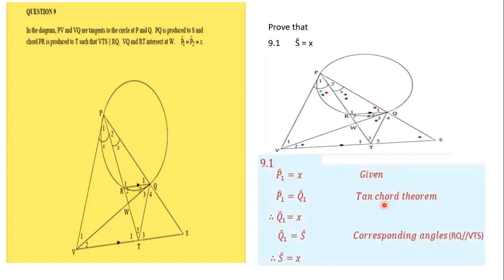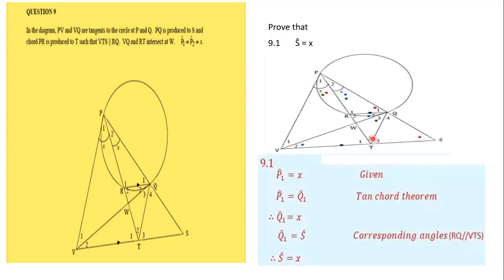So now we have angle Q1. Since we have angle Q1, we now say angle Q1 and angle S are equal. So where is our S here? Here is our X.